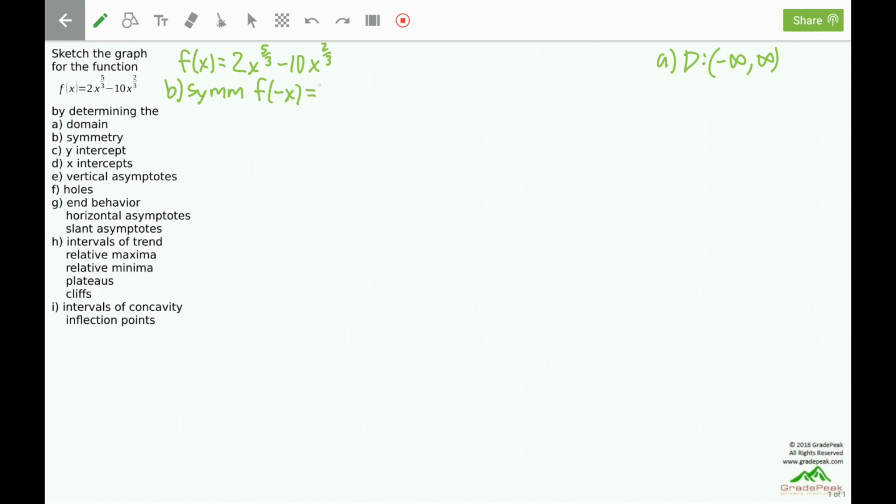f of negative x is 2 times negative x to the 5/3 power minus 10 times negative x to the 2/3 power. For the first term, negative to the 5/3 means cubed root of negative, which is negative, to the 5th power, which is still negative, and that negative can move out with the 2 to be negative 2, and then the x to the 5/3 power. For the second term, the negative to the 2/3 power, cubed root of negative is negative, to the power of 2 squared will be positive. And then times the negative 10 will be negative 10, and x will still be to the 2/3 power.